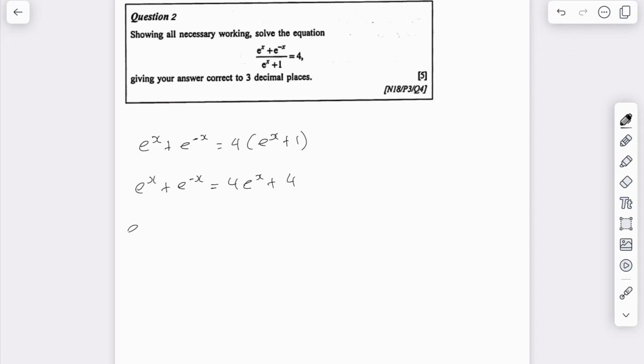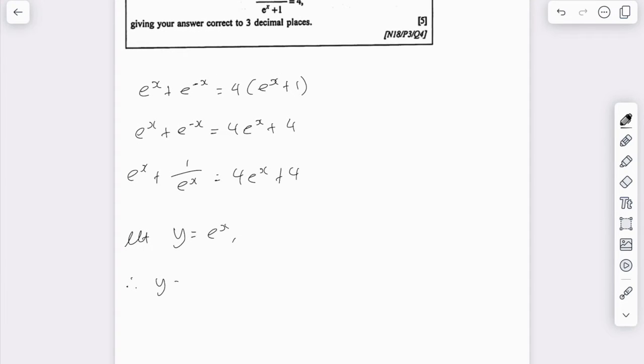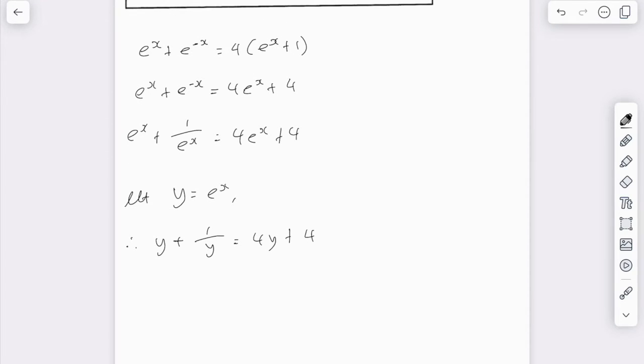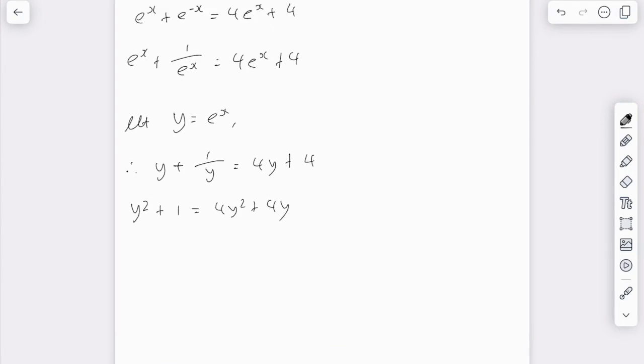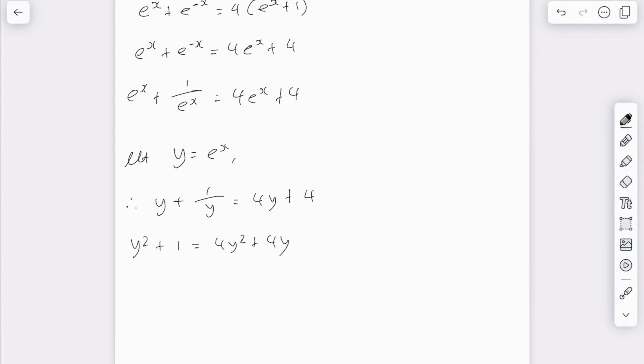So what do we get now? Well, we've got e to the x plus 1 over e to the x is equal to 4e^x plus 4. So what I'm going to say is let y equal e to the x. Therefore y plus 1 over y is equal to 4y plus 4. And we then get y squared plus 1 is equal to 4y squared plus 4y. If we move this around, what we're going to get is 3y squared plus 4y minus 1, which is equal to 0.